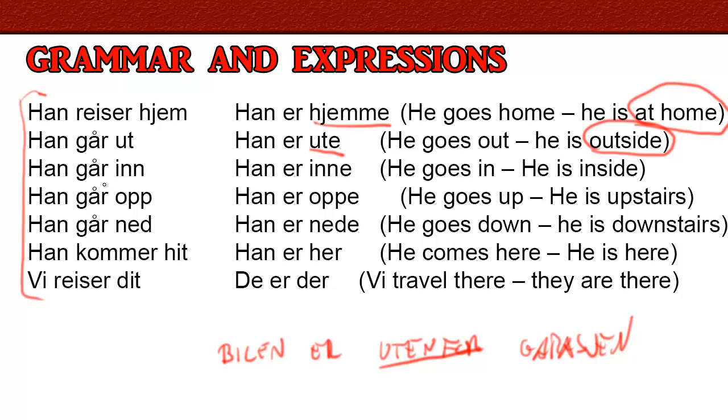Same. Han går inn, he's going in. Han er inne, he's inside. Han går opp, he's going up. Han er oppe, he's upstairs or up someplace. Han går ned, he's going down. Han er nede, he's downstairs. Han kommer hit, movement, he's coming here. He is here. In English we use the same word, but in Norwegian we have separate ones. Vi reiser dit, we're going there. De er der, they are there.